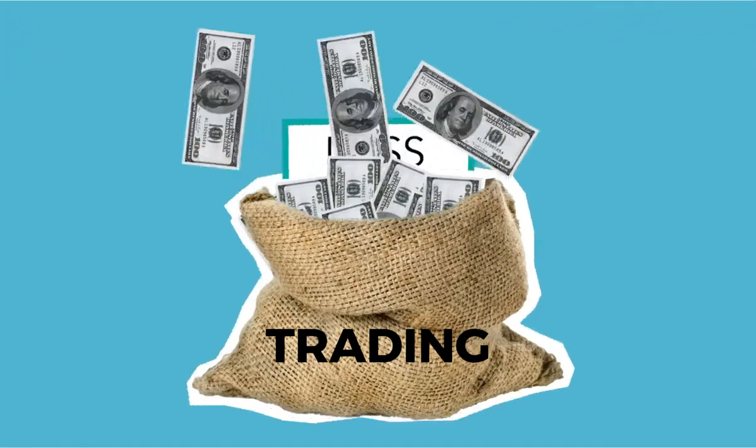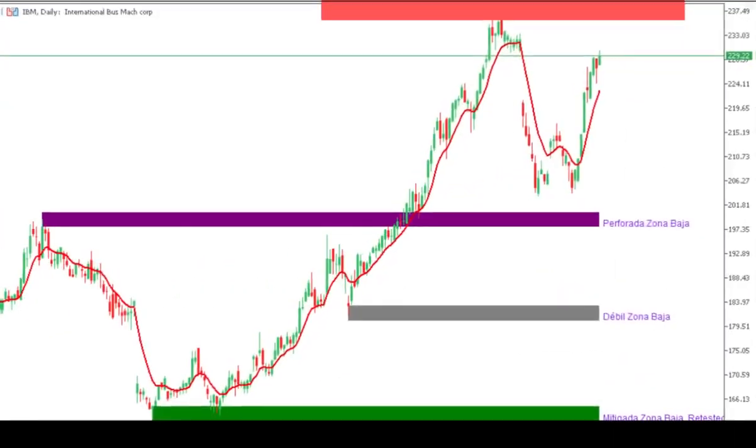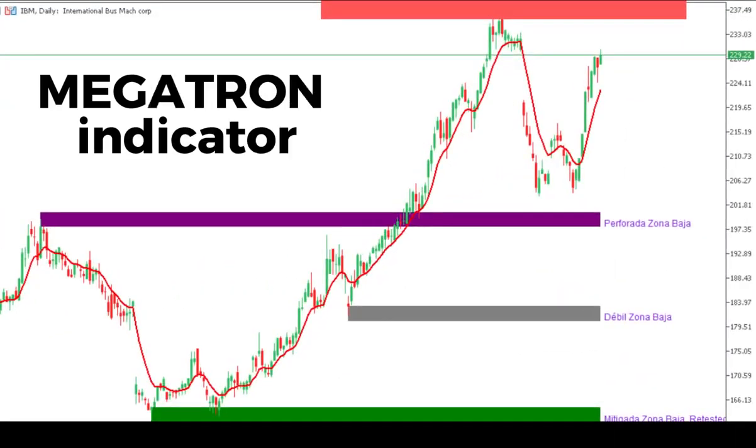Still losing money in trading? This indicator will change your trading, allowing you to make money effortlessly. Alright, let's start trading. After loading the Megatron 3.0, this is how it will look like on your charts.